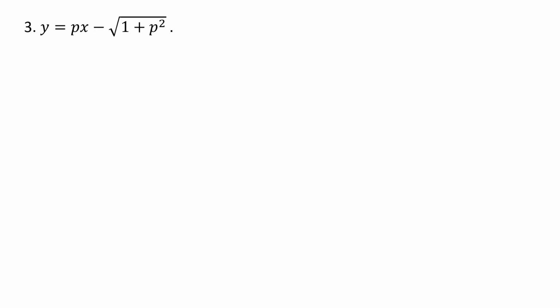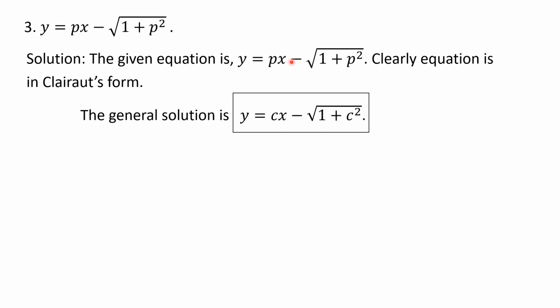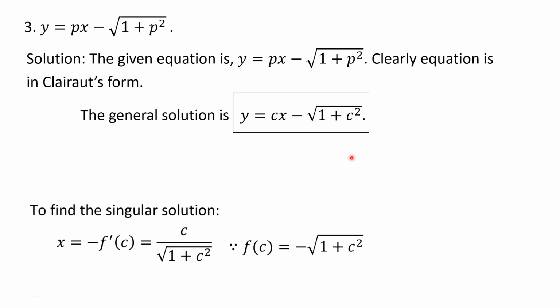The third problem, y equal to px minus root 1 plus p square. Now clearly this is a Clairaut's equation because we have y equal to xp plus whatever we have right now is just a function of p. So therefore the given equation is clearly in Clairaut's form. General solution is y is equal to cx minus root 1 plus c square. Replacing p by c, we get the general solution.